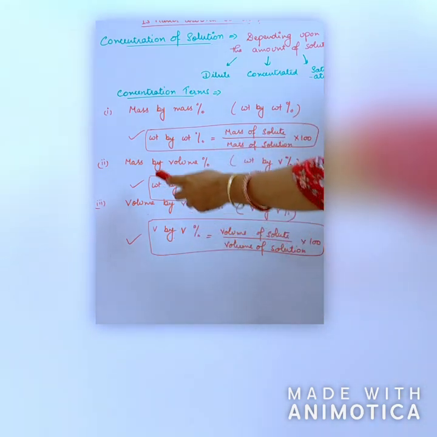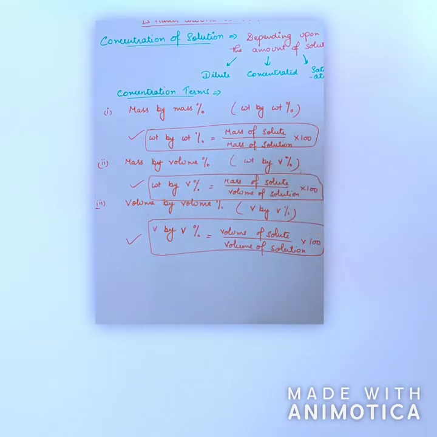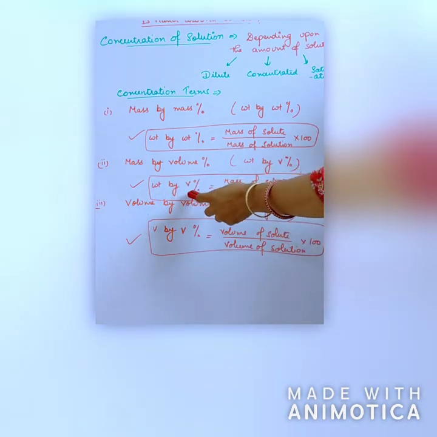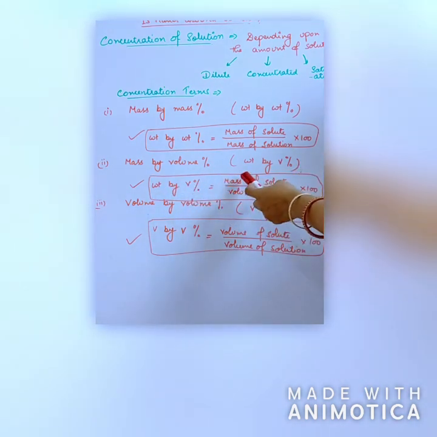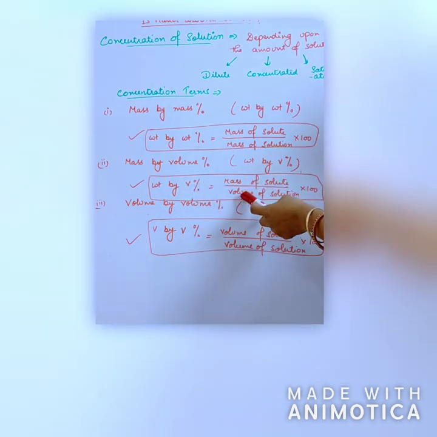Because I have written weight by weight, that means we need to take mass of solute and mass of solution. The second one is mass by volume percentage. In short, we will write it as weight by volume percent. Here weight by volume percentage is equal to the mass of solute upon the volume of solution multiplied by 100.